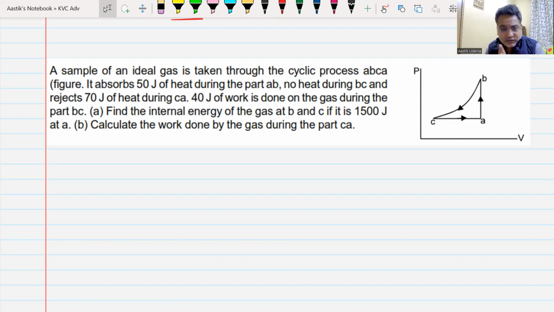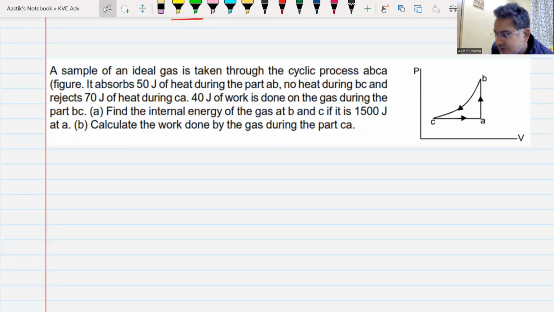A sample of an ideal gas is taken through a cyclic process A to B to C to A. It absorbs, which means it takes in, 50 joules of heat during the process A to B, no heat during the process B to C, and rejects 70 joules of heat during C to A. 40 joules of work is done in the process B to C. Find the internal energy at B and C if it is 1500 joules at A. Calculate the work done by the gas in the process C to A. This will clear all the doubts that you have in your mind. I'll give you 2 minutes to give me the answer.